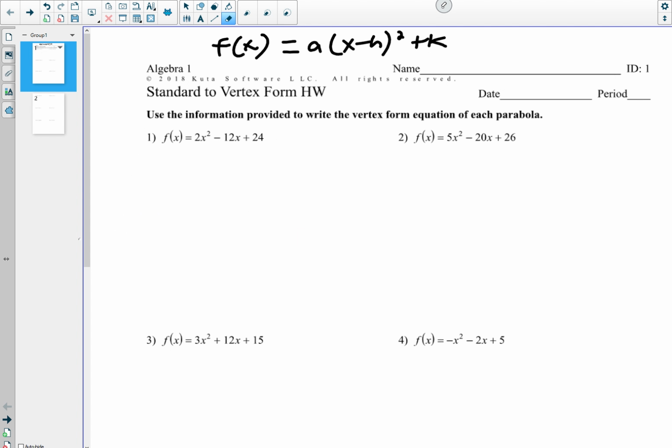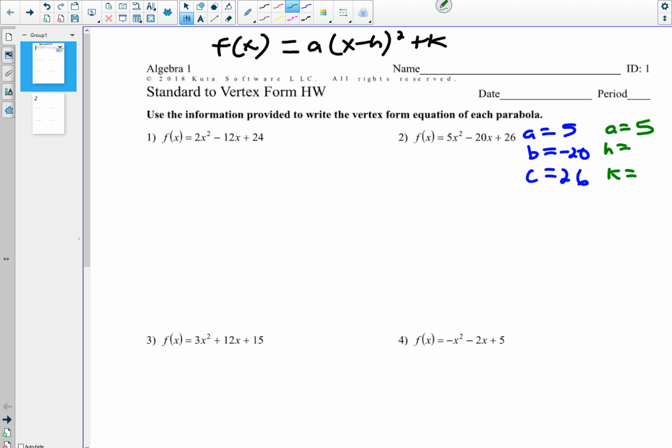We'll do this one together also. So they're going to give me A, B, and C if you're in standard form. But I want A, H, and K. A is 5, B is negative 20, and C is 26. I know that the A is going to carry over, so that's taken care of. Marmy, how am I going to find H?